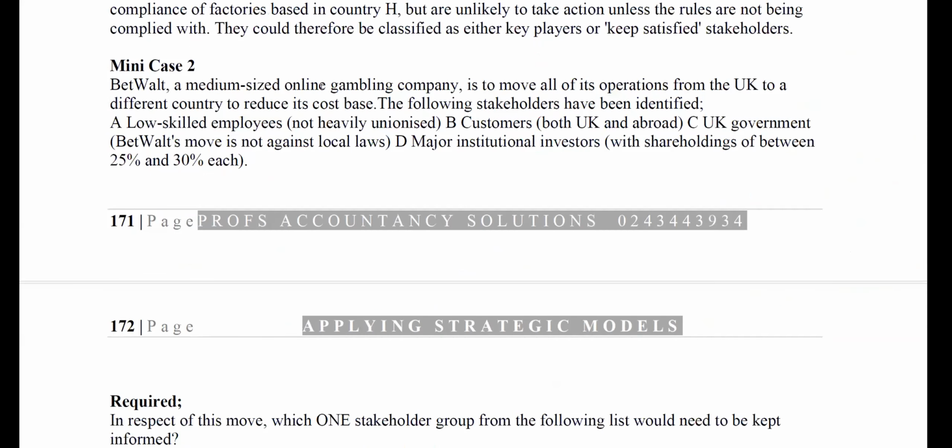BetWalt is a medium-sized online gambling company and is to move all its operations from the UK to a different country to reduce its cost base. The following stakeholders have been identified. A, low-skilled employees who are not heavily unionized. B, customers who are in both UK and abroad. And C, the UK government. I get it. So BetWalt's move is not against local laws. And D, major institutional investors with shareholdings of between 25 and 30% each. So in respect of this move, which one of the stakeholder groups would need to be kept informed?